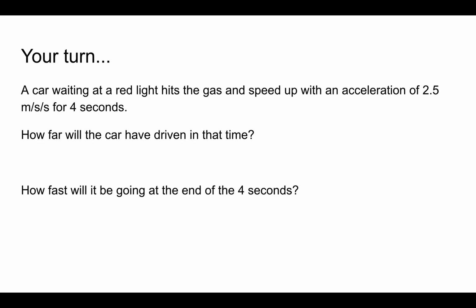All right, we're just going to let you guys do one real quick. Remember, step 1 is to identify your givens and then look at what the question is asking and identify the equation. So try this out. A car is waiting at a red light, hits the gas and speeds up with an acceleration of 2.5 meters per second for 4 seconds. The first question is asking how far.